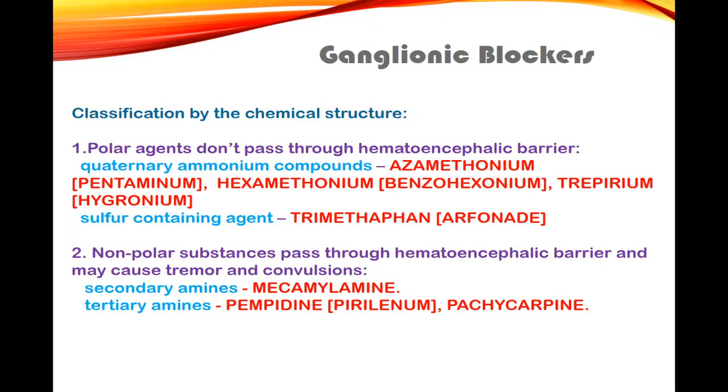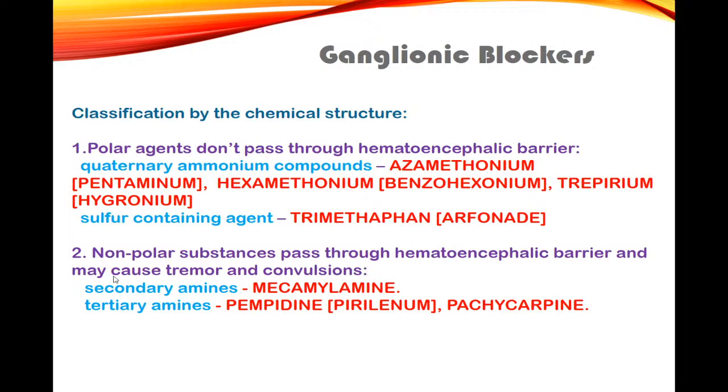Classification of these agents. First of all, by chemical structure. Again, we see polar and non-polar. Polar agents are water-soluble and poorly penetrate through the hematoencephalic barrier. They include quaternary ammonium compounds and also a sulfur-containing agent. Quaternary ammonium compounds are azamethonium, hexamethonium, trepirium. The sulfur-containing agent, which is polar, is trimethaphan.